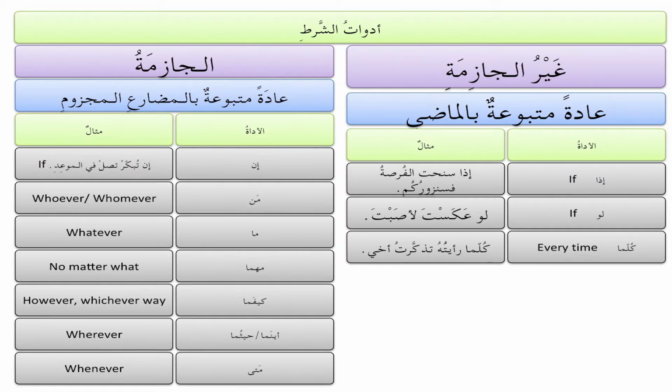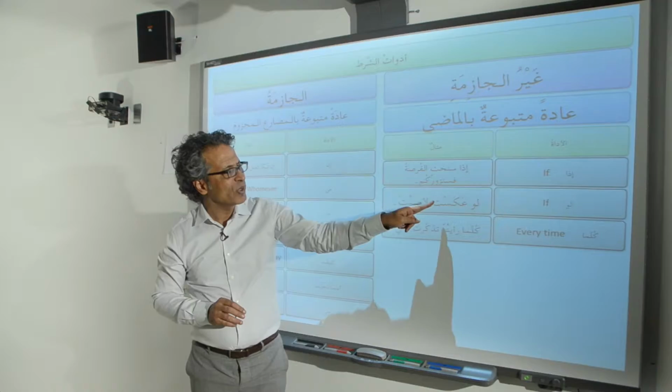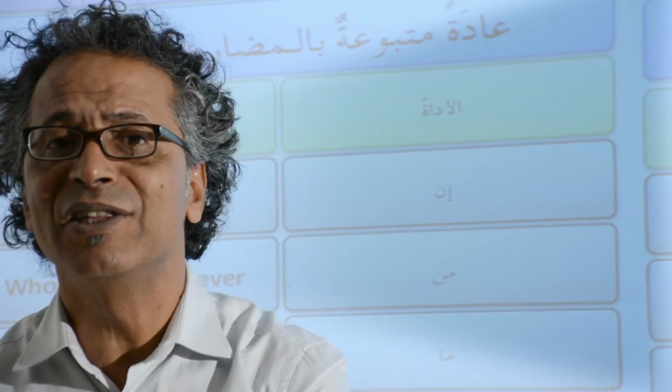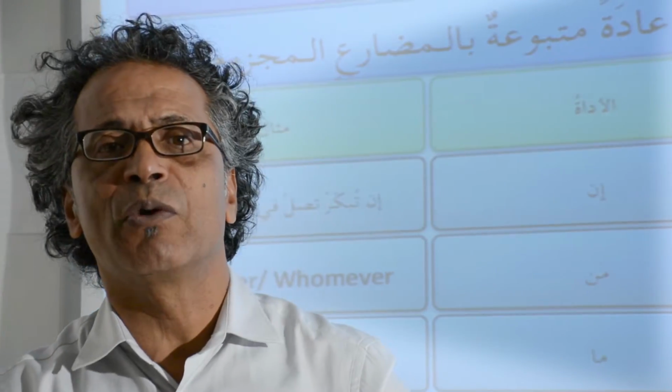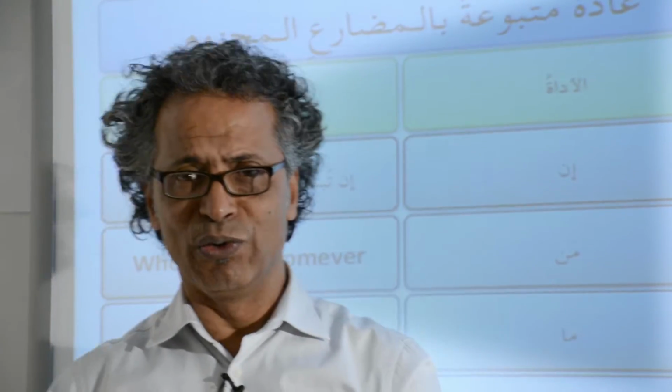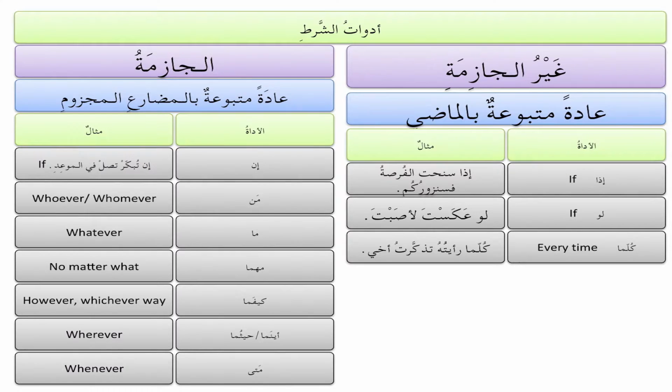لو also means if, but it's different now. لو عكست لأصبت. Had you said the opposite, you would have been correct. So لو عكست, we have the past here, but the past now is talking about something impossible. Had you said the opposite, you would have been correct. You cannot undo this. This is done already.